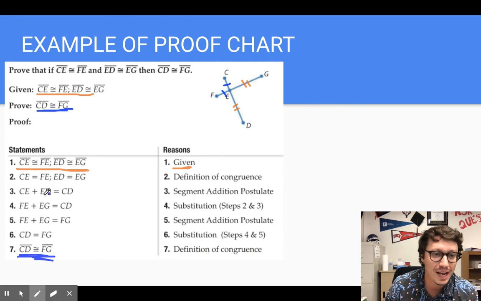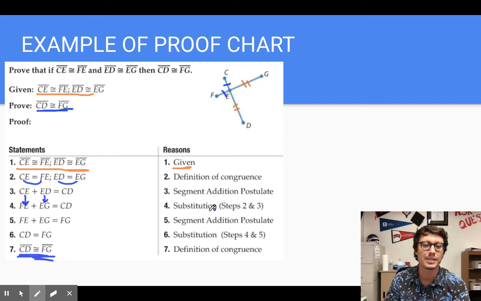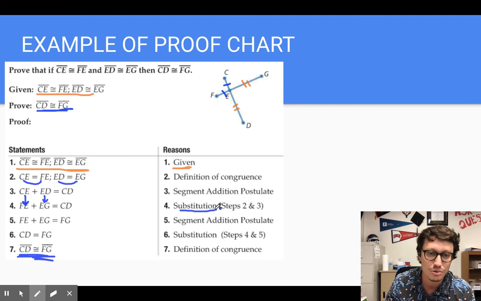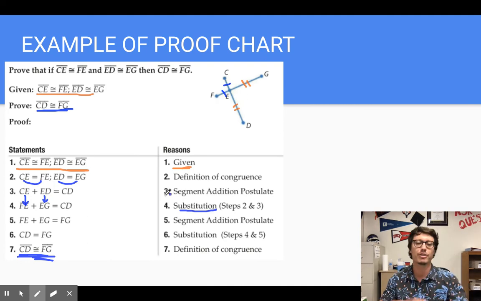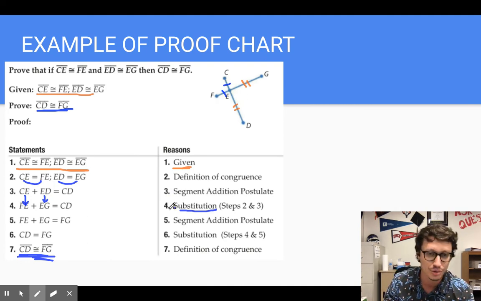Well, now we started with CE and we replaced it with FE. Notice, we said that these were equal, so now they have just changed. And you used to have ED, but that's equal to EG. We replace it. When we replace things, that is substitution, whenever you swap them out for things that are equal to each other.